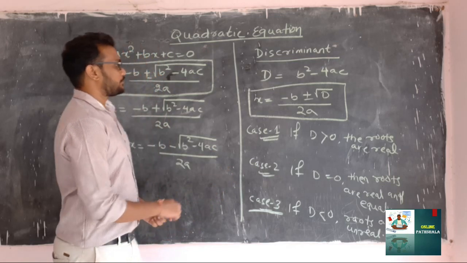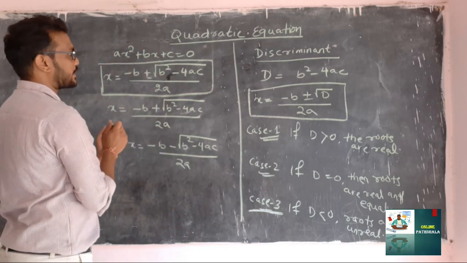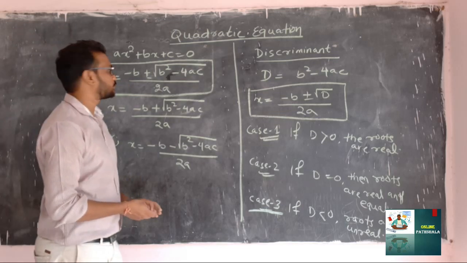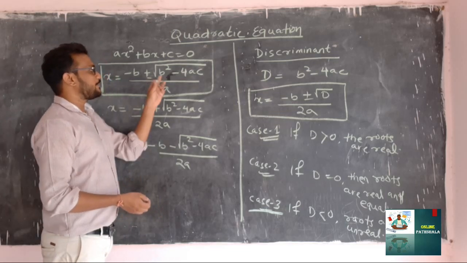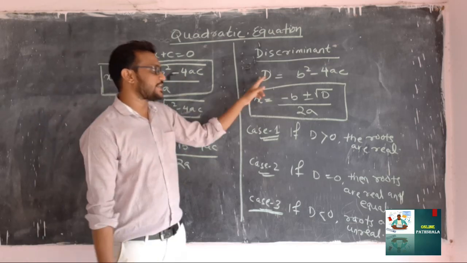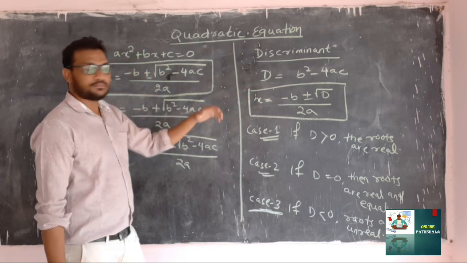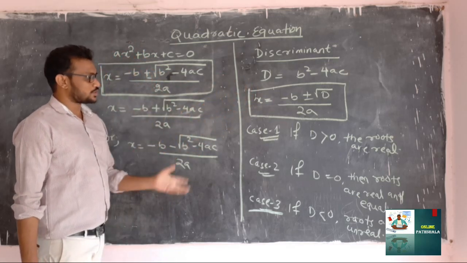So this is all about the quadratic equation formula. What is the formula? x = (-b ± √(b² - 4ac)) / 2a, and b² - 4ac is considered as D, which is called the discriminant. I hope all of you have understood this one.